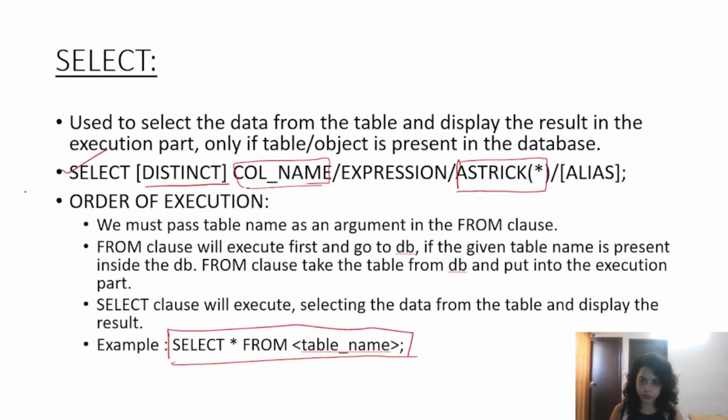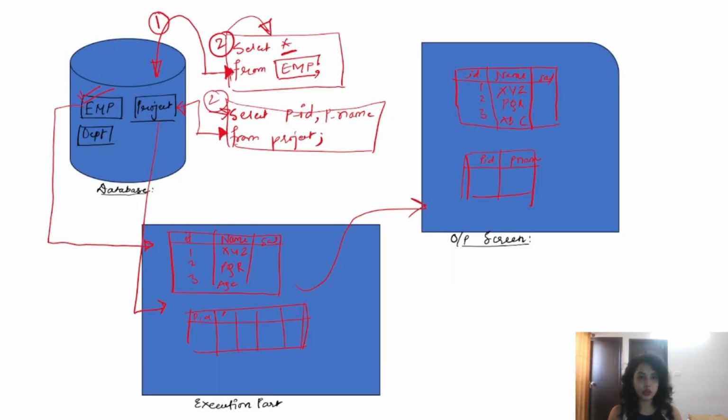Here I've mentioned the theory as well. We must pass the table name as an argument in the from clause. The from clause will execute first and go to the DB. If the given table name is present inside the DB, the from clause takes the table from the DB and puts it in the execution part, as we have seen. Now the select clause will execute, selecting the data which you want to display. In the project case, it is PID and PName only, and the rest of the columns we don't need, so they are ignored. This is how your normal select query works.